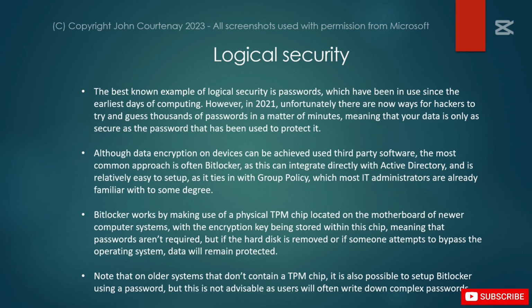BitLocker works by making use of a physical TPM chip located on the motherboard of newer computer systems, with the encryption key being stored within this chip, meaning that passwords aren't required, but if the hard disk is removed or someone attempts to bypass the operating system, data will remain protected.